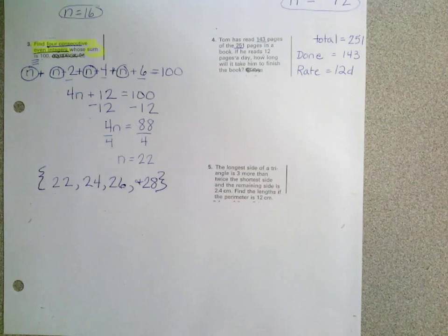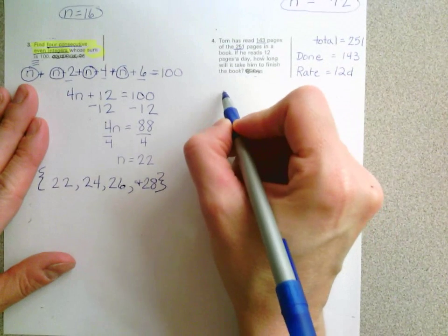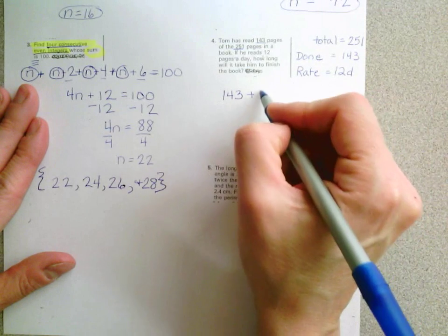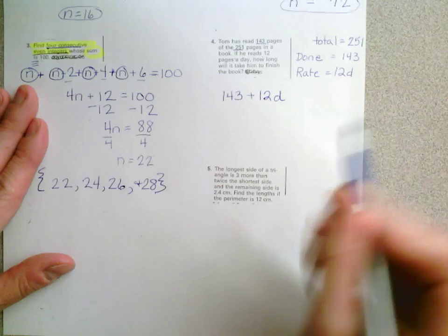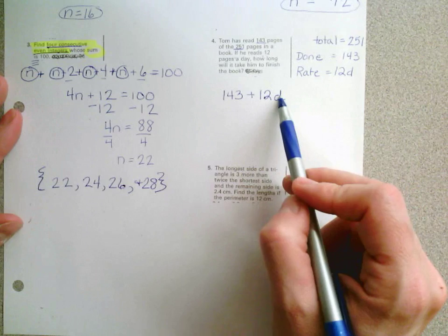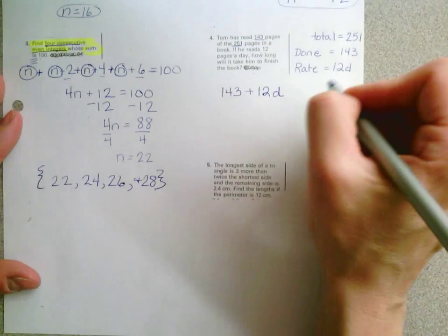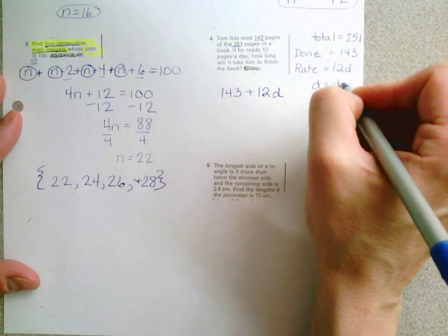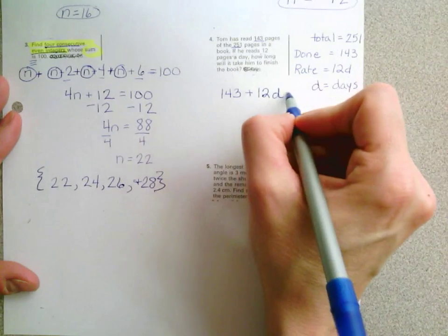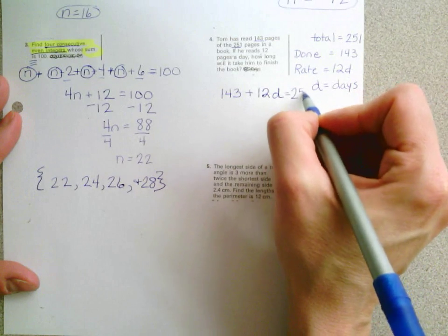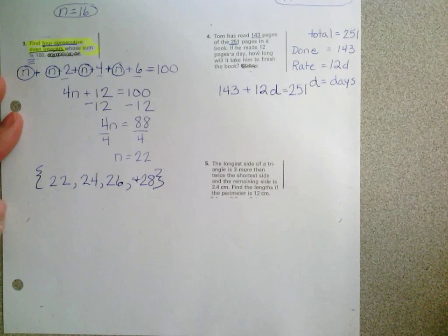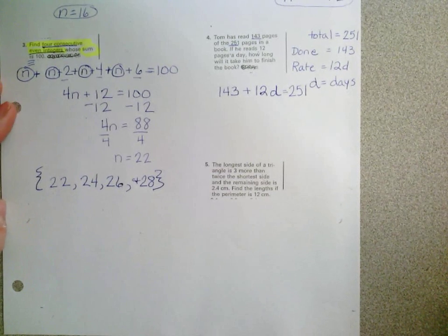So, to set this up, what's already been read added to what he's going to read every day. So 12 times 1 would be 12 additional pages. 12 times 2 would be 24 additional pages. Because D, we're using for the number of days. That has to equal the total number of pages in the book of 251. What are we going to add or subtract? I wrote it a little weird on purpose.